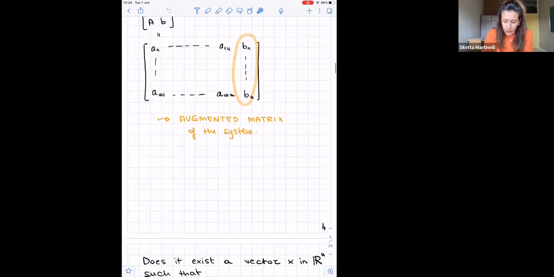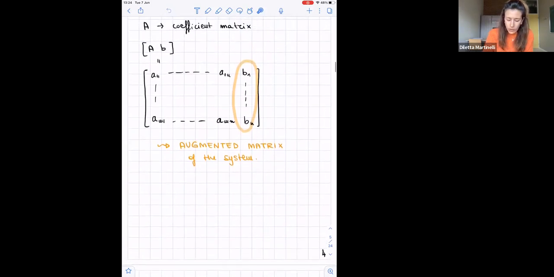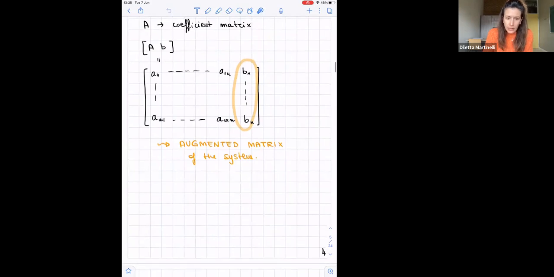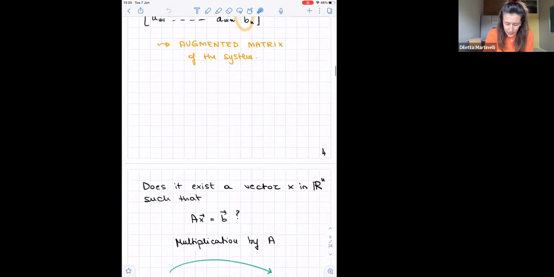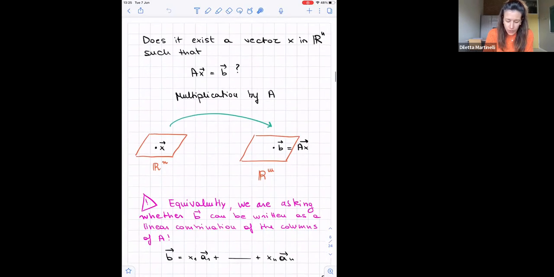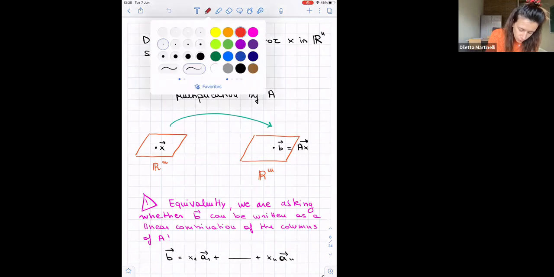So we are discussing solutions of a linear system of equations. There are two matrices that we can consider, the matrix of coefficients, or if we add one column, the vector B, then it's the augmented matrix of the system. And asking whether our system of linear equations admits a solution is equivalent to asking whether we have a vector x that lives in R to the n, such that when we apply the matrix A to this vector, we get B. This is equivalent to finding a solution for the linear system.